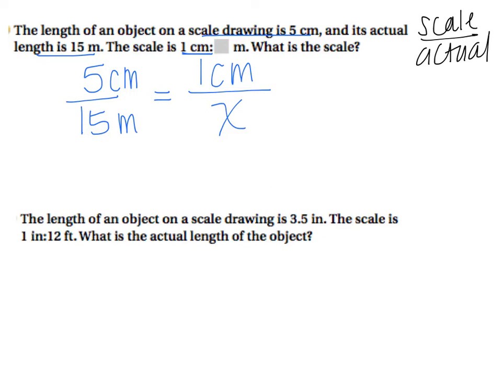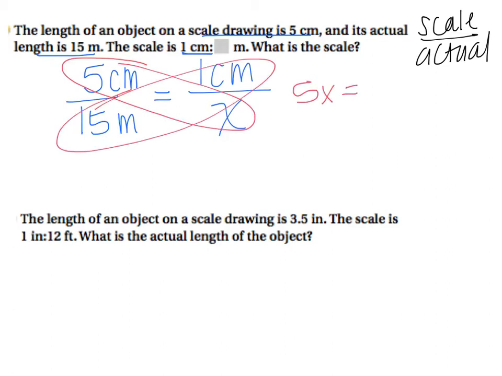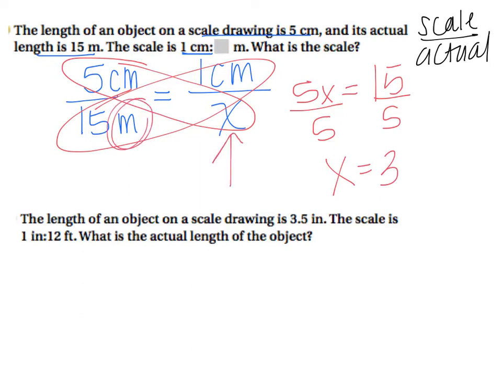This is what we're going to solve for, and we're just going to use cross multiplication as we have been doing to solve for X. We have 5X equals 1 times 15, which is 15, divide by 5. So X equals 3. Now since this is in the denominator, we have to use the denominator unit, so 3 meters. I want you to try this second example down here on your own. Pause the video and play it once you have your answer.